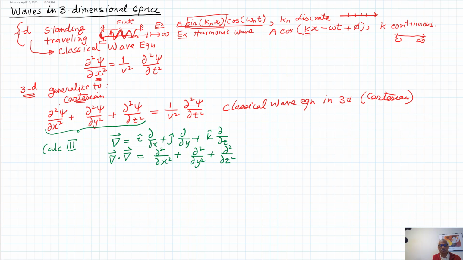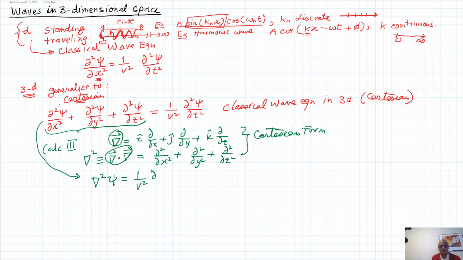But these operators can be written in other coordinate systems, like spherical or cylindrical, but this is Cartesian form, right? So the left side here looks like that over there. So in general we write this as del squared, and we can write this not specifying which coordinate system we're going to use. Del squared psi equals 1 over v squared d squared psi dt squared.